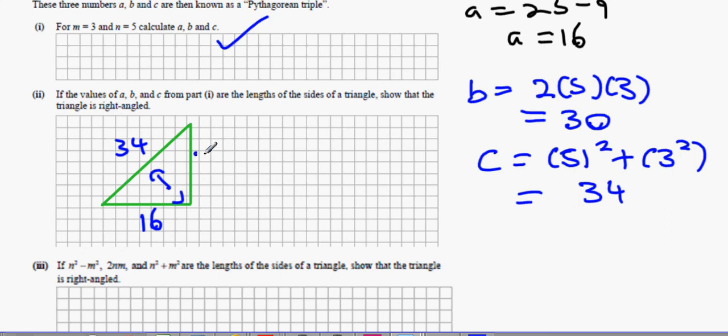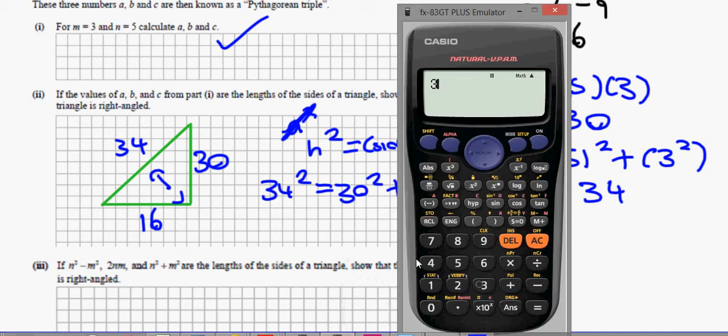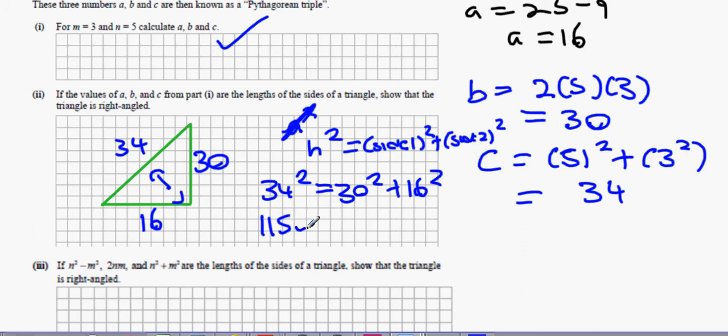Now if it's a right angled triangle, Pythagoras' theorem works, as in the longest side squared, the hypotenuse squared, equals the sum of the other two sides squared. So side 1 squared plus side 2 squared. So what's going to happen here is we're going to get 34 squared equals 30 squared plus 16 squared. So we're going to figure out what these are in the calculator. 34 squared is 1156. Then we're going to have 900 plus 256. Add them together, 1156 equals 1156. Because it balances, it obeys Pythagoras' theorem, therefore the triangle is right angled.